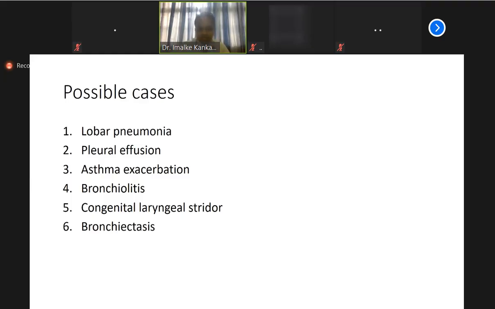Asthma exacerbations, bilateral lung signs. Bronchiolitis, bilateral lung signs, but child has to be less than 1 year. You can get these children as well, congenital laryngeal stridor. In that case, you will hear it. Then bronchiectasis.